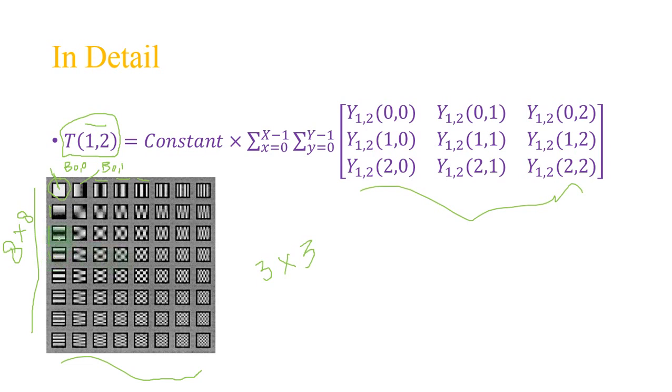So we will obtain 8 cross 8 bases for an 8 cross 8 input image, and each basis will be an 8 cross 8 matrix. So in our case we will obtain 3 cross 3, or 9, basis matrices, and each basis matrix will be 3 cross 3. So let us perform this in MATLAB.